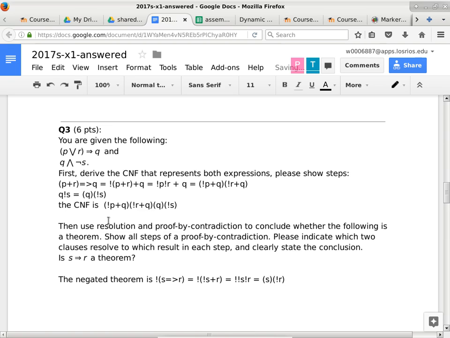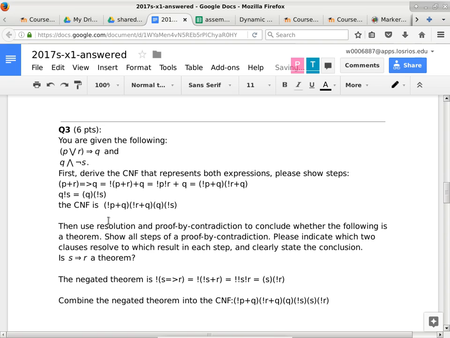Okay, so now the CNF, combine the negated theorem into the CNF. So now we have a longer CNF, only longer by a little bit, by this much. And now it's time to do the resolution.